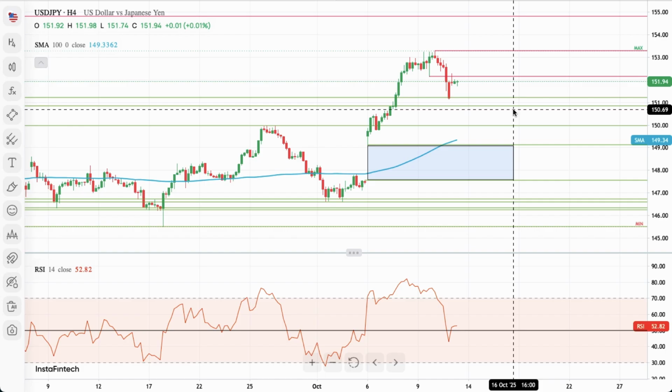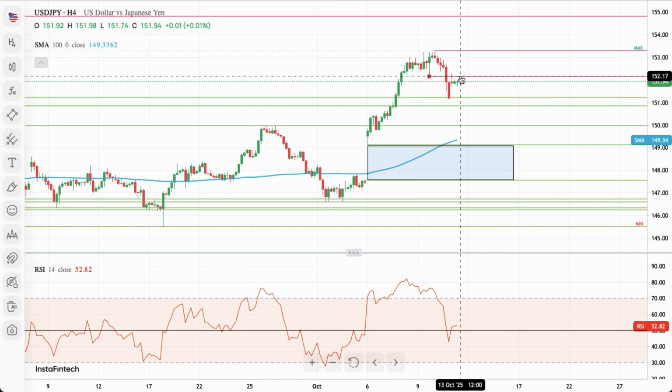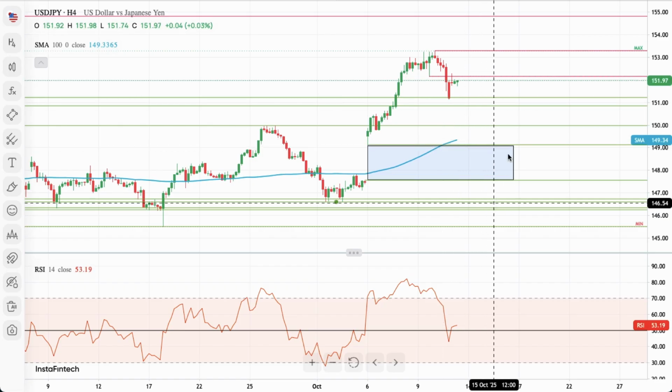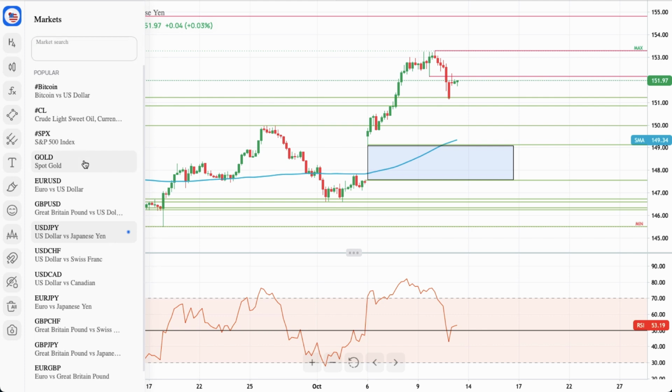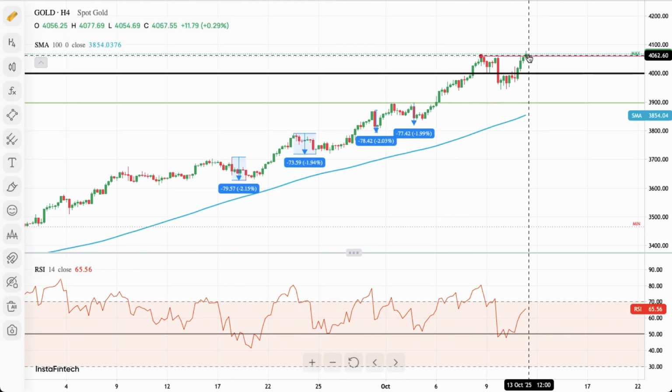For now, not much is going on. Technical resistance 152.17 was quite accurate, and the market keeps waiting for the continuation of the downside movement. Remember about the gap. The gold market is at an all-time high yet again.